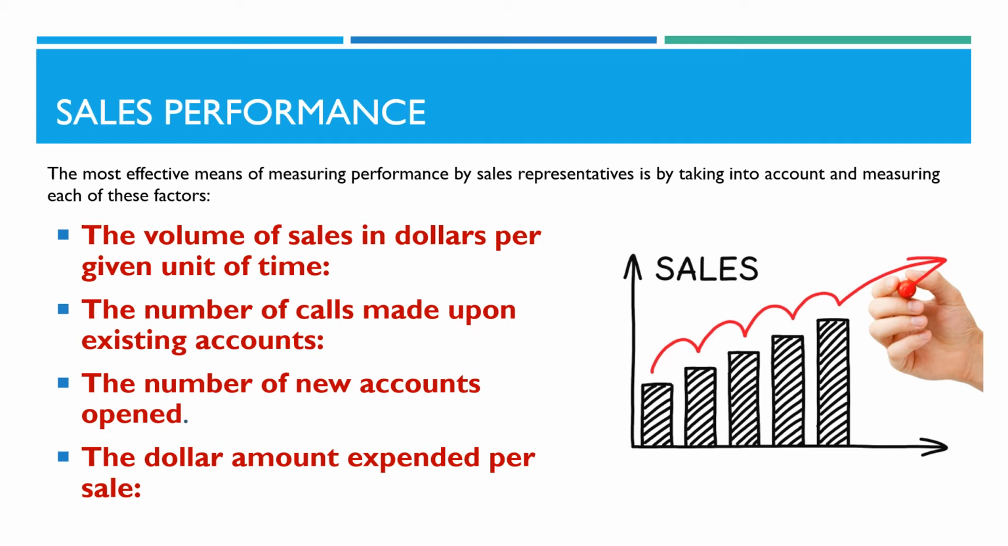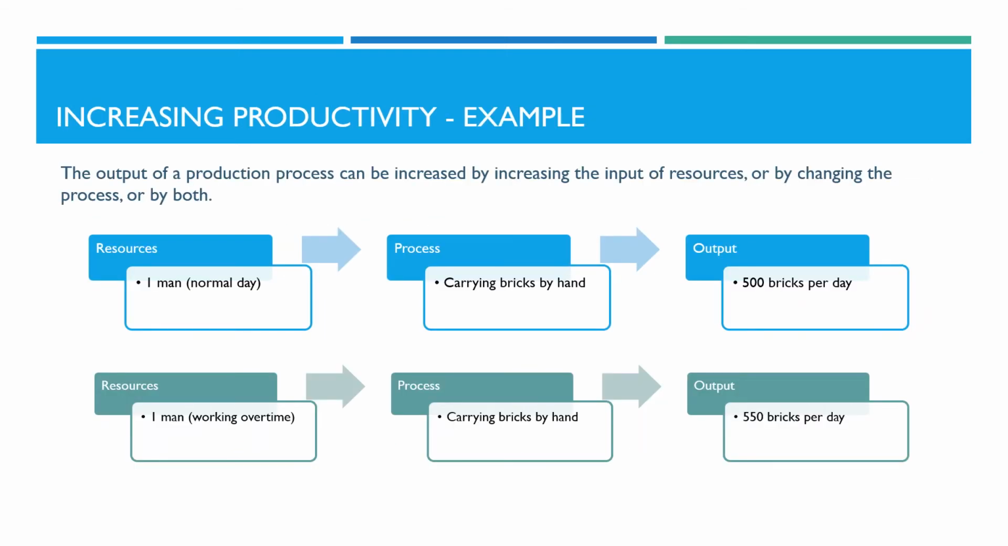Note, all of these measures have limitations, so it is important to use a combination of measures to ensure validity of your measurement processes. The output of a production process can be increased by increasing the input of resources, or by changing the process, or by both. Here is an example in which an employee can carry 500 bricks per day, at a cost of $2 per hour. We can increase the number of bricks moved per day by asking the employee to work overtime, and we now can move 550 bricks per day.